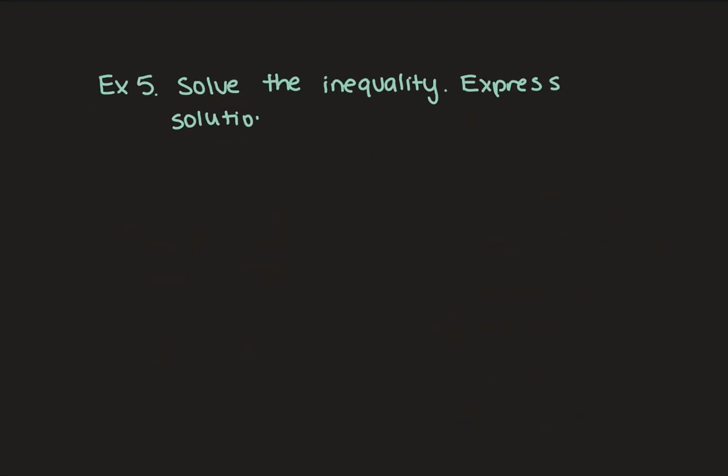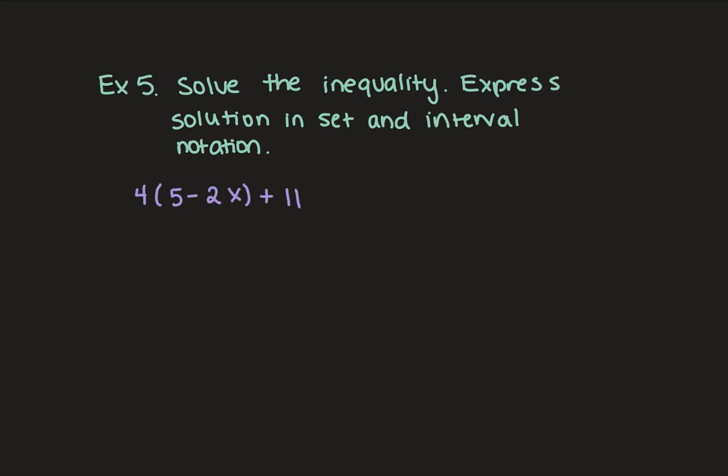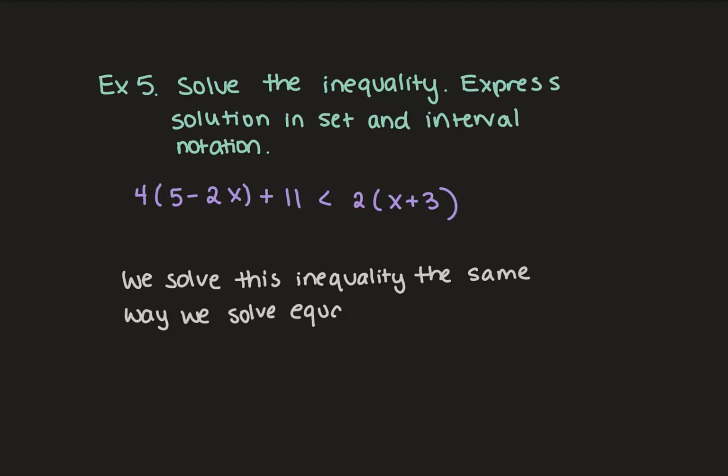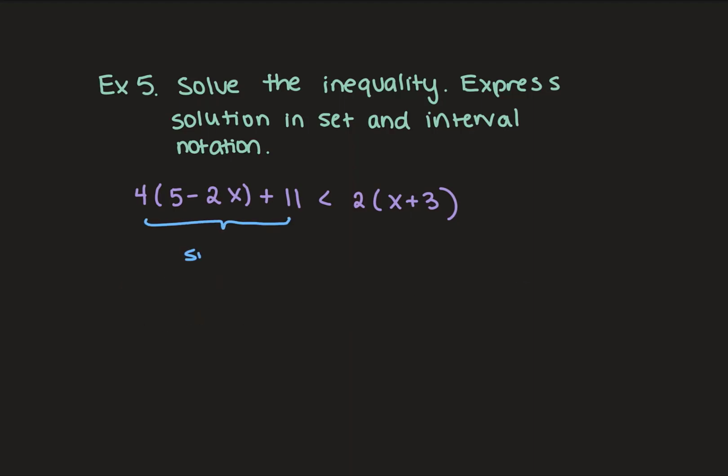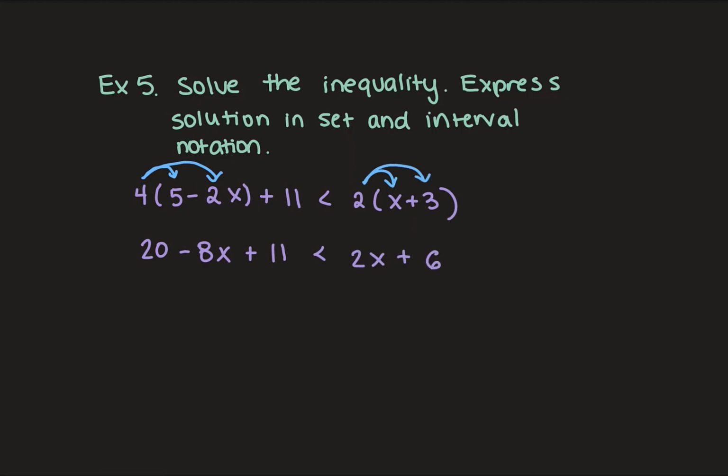Okay, so let's move on to a more involved example. We solve this inequality the same way we solve equations. We first need to simplify both sides of the inequality. So let's distribute the 4 on the left side and the 2 on the right side. Then we can combine like terms.